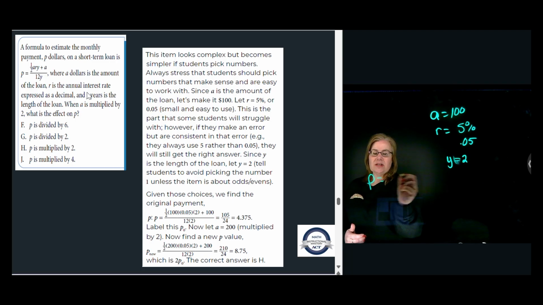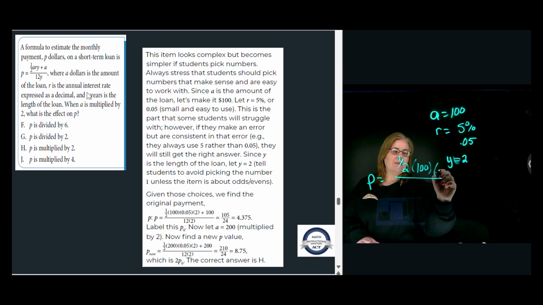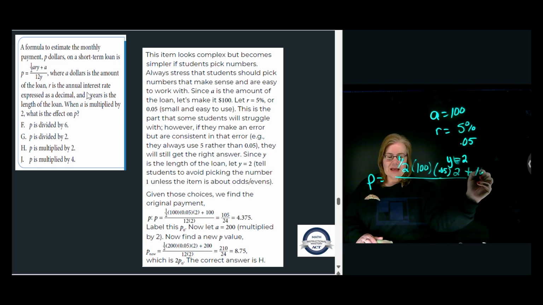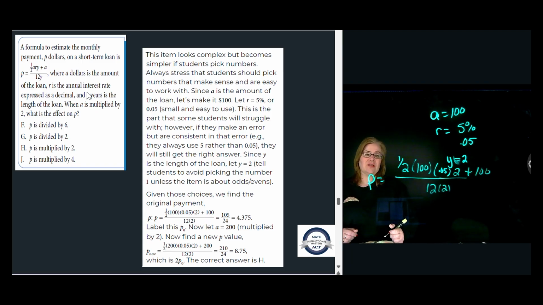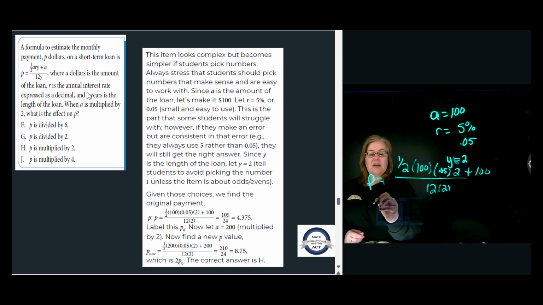So our payment, which is P, and we're going to put 1/2 times 100 times that 0.05, and then we're going to multiply that by 2 plus that 100 over 12 times 2. Now, that's a calculator skill. I can put this whole thing in a calculator, and it's going to give me a decimal. So P is going to be 4.375.